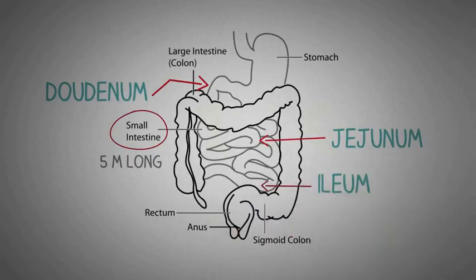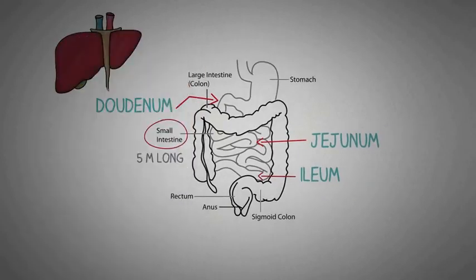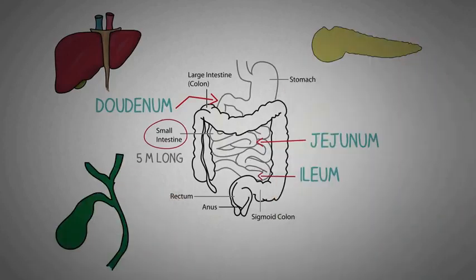The small intestine has the main job of digestion and absorption of food. This is performed by abundant enzymes through the liver, pancreas, gallbladder, and the small intestinal wall itself.